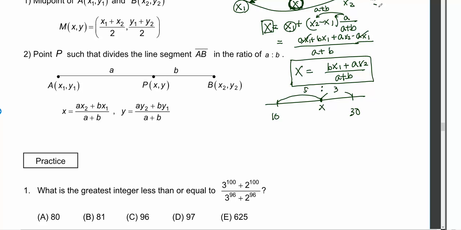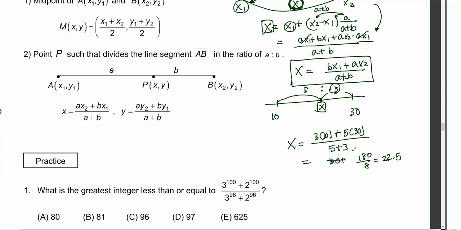You can solve it another way too, but on AMC, it takes time. On AMC the time is very tight, so we need to use the formula. That's why we focus on the formula, because we cannot waste time. So the value of x by the formula: x equals, a plus b, 5 plus 3, that is 8. The numerator: 3 times 10 plus 5 times 30. 30 plus 150 is 180, over 8. That is 22.5. This point is 22.5. That's the way we can find this one.